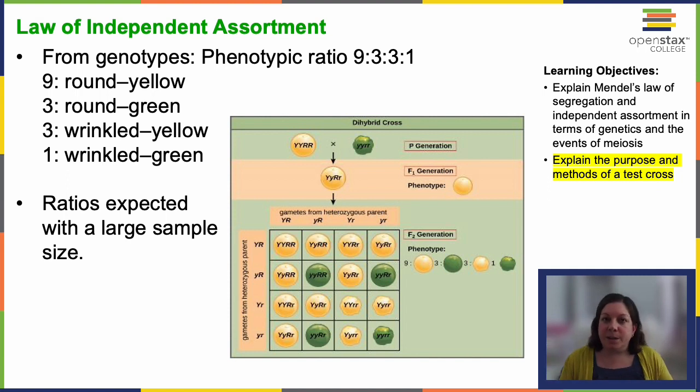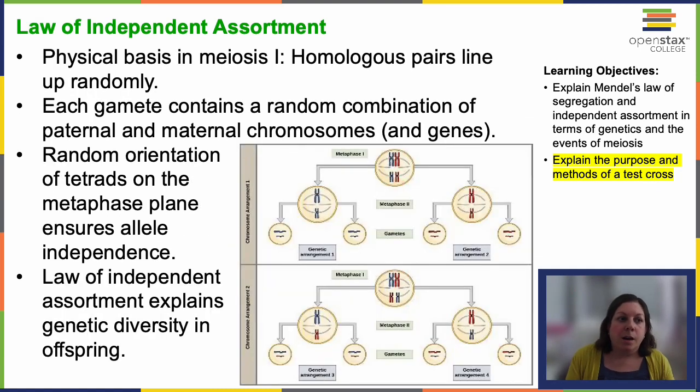Okay, so the physical basis for the law of independent assortment also lies in meiosis one. This is where the different homologous pairs line up in random orientations. Each gamete can contain any combination of paternal and maternal chromosomes, and therefore the genes on them, because the orientation of the tetrads at the metaphase plane is random. It's fully random. And there's my picture for it. So you can see, when they line up at the plate, it's random where they're going to go.